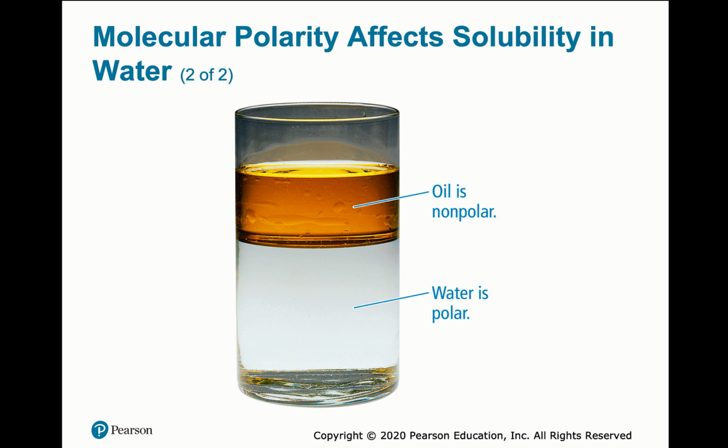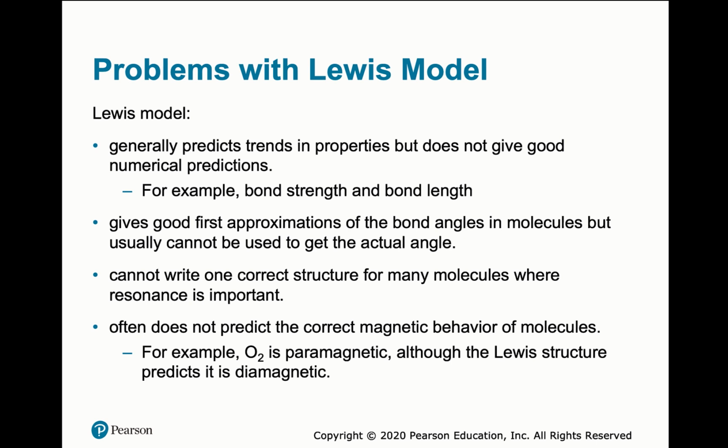And then just by gravity and the fact that oil is less dense, it floats to the top. So it's really the water that hates the oil. Oil prefers water because it has a charge to it. But the water pushes the oil out of the way. So there are some issues with the Lewis model. It can give trends, but it doesn't give numerical predictions.